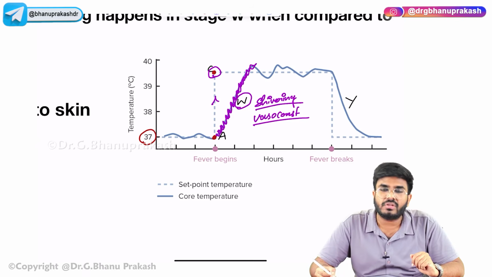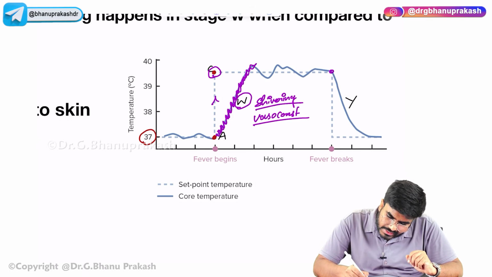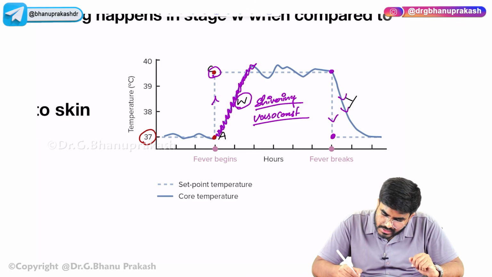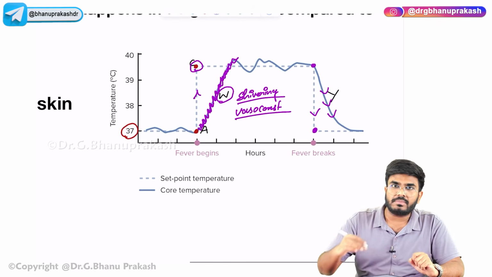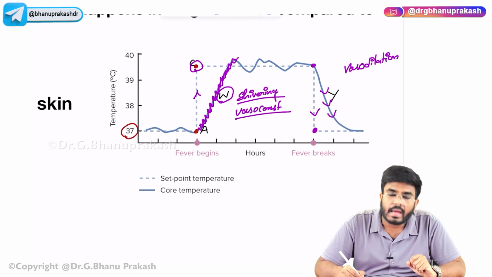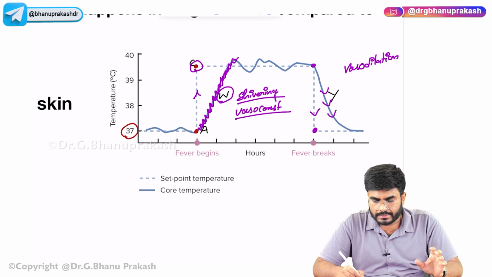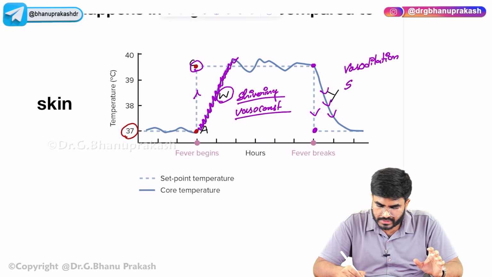By shivering and vasoconstriction, you are going to produce heat in your body. And when you decrease the temperature set point, your body temperature also comes down. How does your body temperature come down? By vasodilation and sweating.